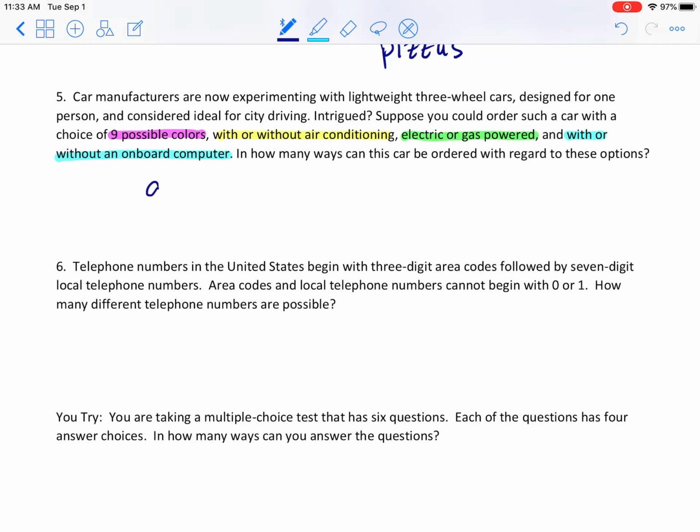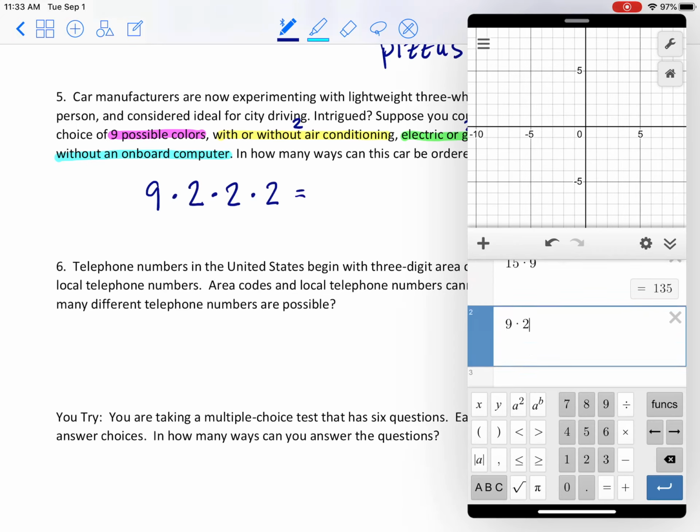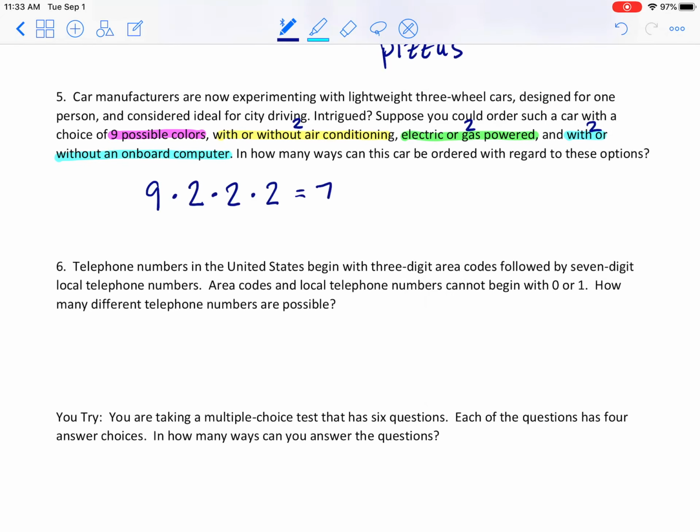So first we had 9 colors to choose from. And then with or without air conditioning, that's 2 choices. And then electric or gas powered, that's 2 choices. And then with or without your onboard computer, that's 2 choices. So how many choices do we have altogether here? 9 times 2 times 2 times 2 is going to be 72 options. So 72 ways to order the car.